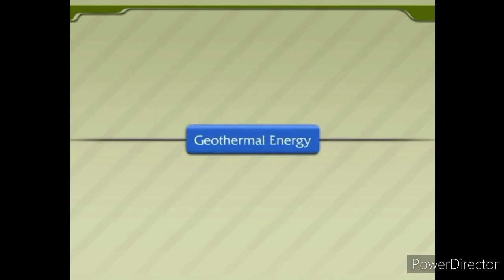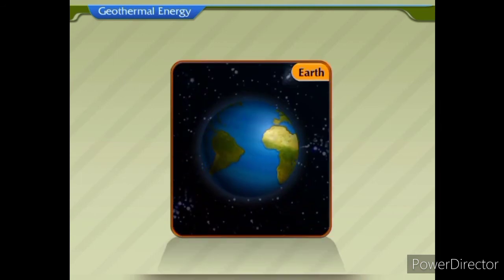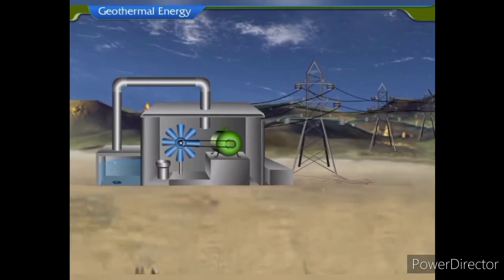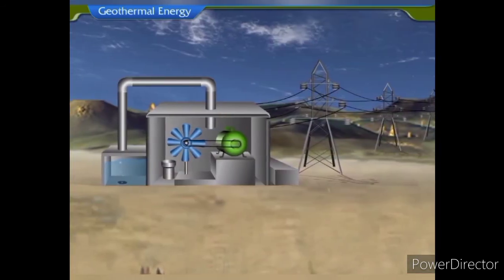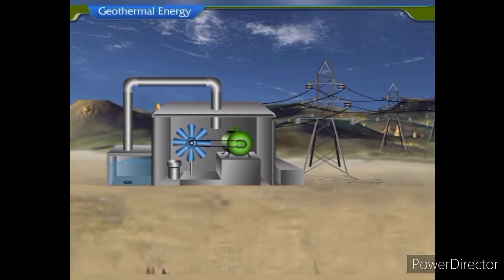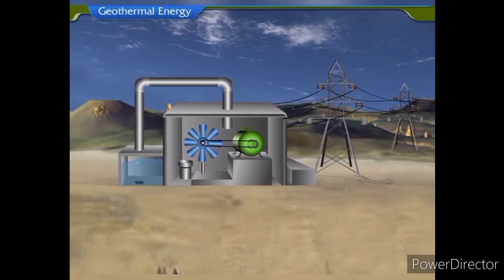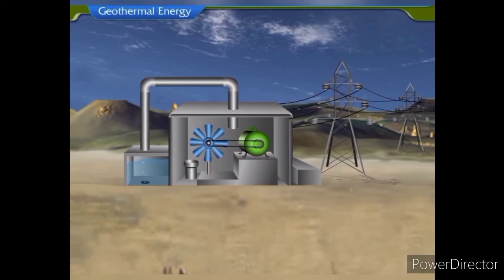Geothermal energy. What do you mean by geothermal energy? Geo means earth, and thermal means heat. The energy obtained from interior parts of the earth is called geothermal energy. It can be used as a source of energy under certain conditions.